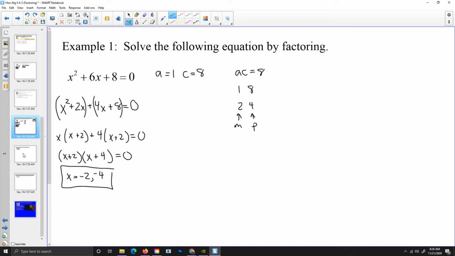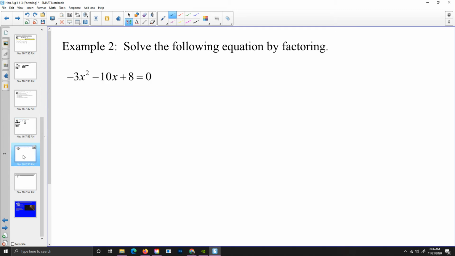Let's try one that has a little bit more difficult of a setup. So let's start finding AC. AC is going to be -3 times 8, which is -24. So now I want to find factor pairs of -24 that add up to -10.